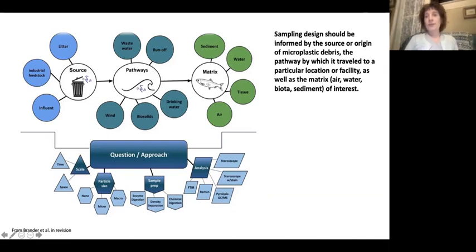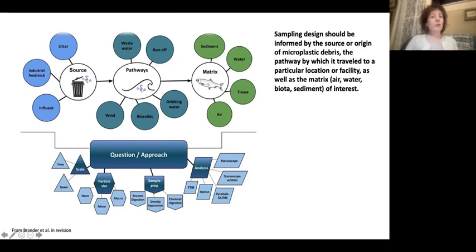So sampling design should really be informed by the source or origin of the microplastic debris, the pathway by which it traveled to a particular location or facility, as well as the matrix of interest, be that air, water, biota, or sediment. And this is just a diagram that we had in one of those publications that came out with a special issue, just thinking about all the different sources, the different pathways, which can range from wastewater to biosolids to wind to runoff, all of the different matrices.